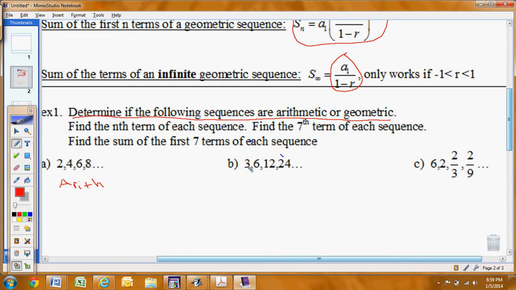And this one over here, if you notice, to get from 3 to 6, you can either add 3 or multiply by 2. But then to get from 6 to 12, you see that you're multiplying by 2, and then 12 to 24.